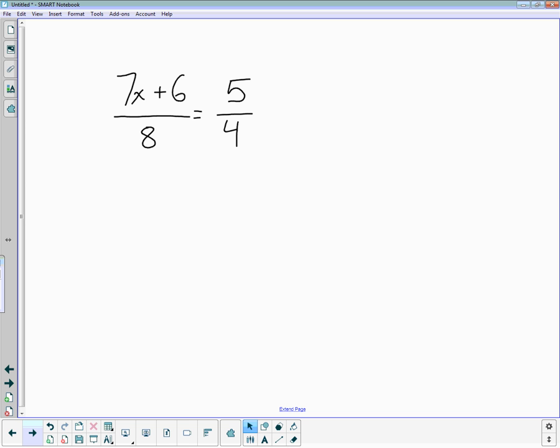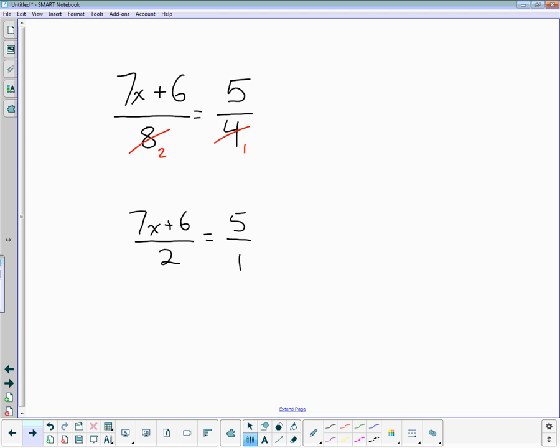See this 8 and this 4? I can reduce those sideways. How do 8 and 4 reduce? By 2, but even better. By 4, right? They're both on the 4's times table, right? So if I divide 8 by 4, I get 2. And 4 by 4, I get 1. And now I've got a nicer problem to work with. And you see, again, I don't even have to worry about distribution now because I'm multiplying by 1. See how that made it easier? Finish this.